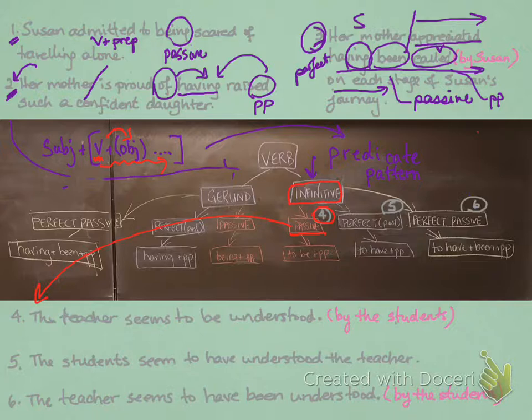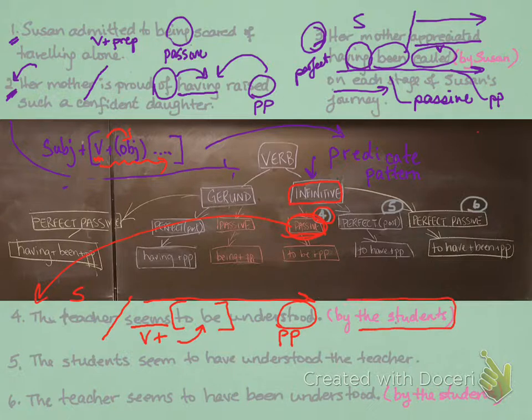Okay, the teacher seems to be understood by the students. Okay, there's where we split. This is our predicate. This is our subject phrase. The verb determines the predicate pattern. Seems is followed by an infinitive. Okay, and we're going to give an example of this one, the passive. So we've got seems plus an infinitive. It's in the passive form. We have the PP, it's irregular here. Okay, and we're using the passive because we have this by phrase at the end.